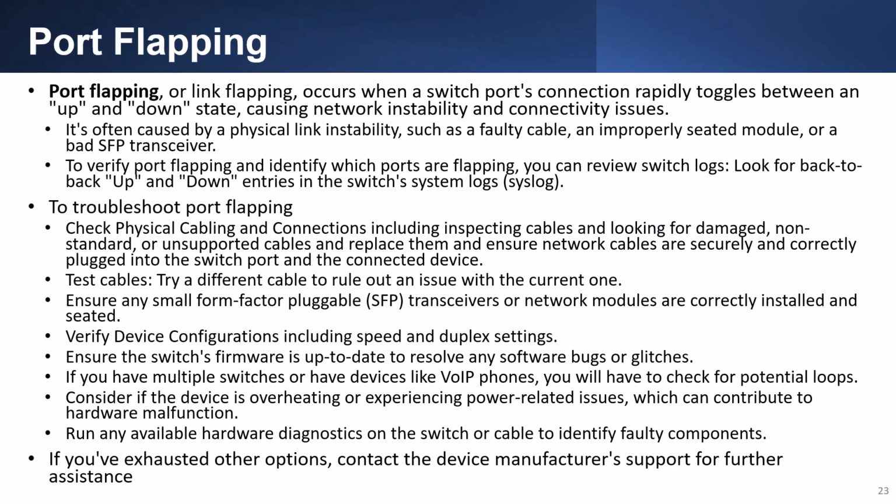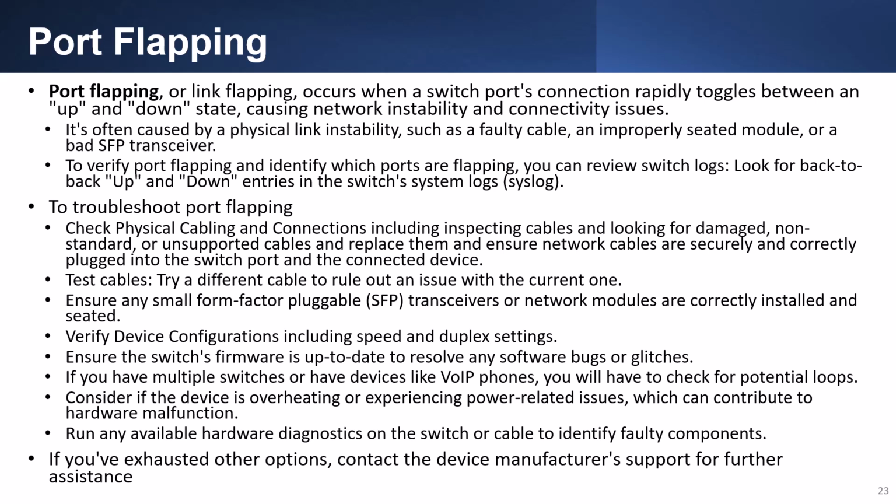Port flapping, or link flapping, occurs when a switch port's connection rapidly toggles between an up and down state, causing network instability and connectivity issues. It's often caused by physical link instability, such as a faulty cable, an improperly seated module, or a bad SFP transceiver. To verify port flapping and identify which ports are flapping, you can review switch logs, looking for back-to-back up and down entries in the switch system logs.